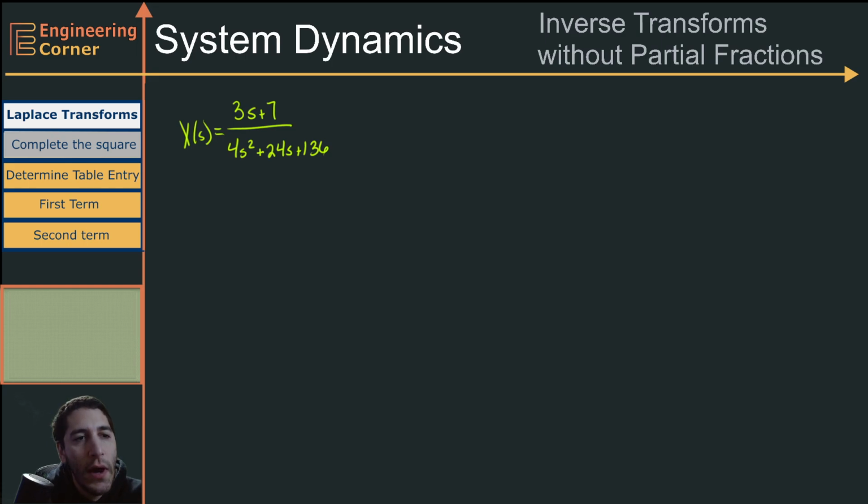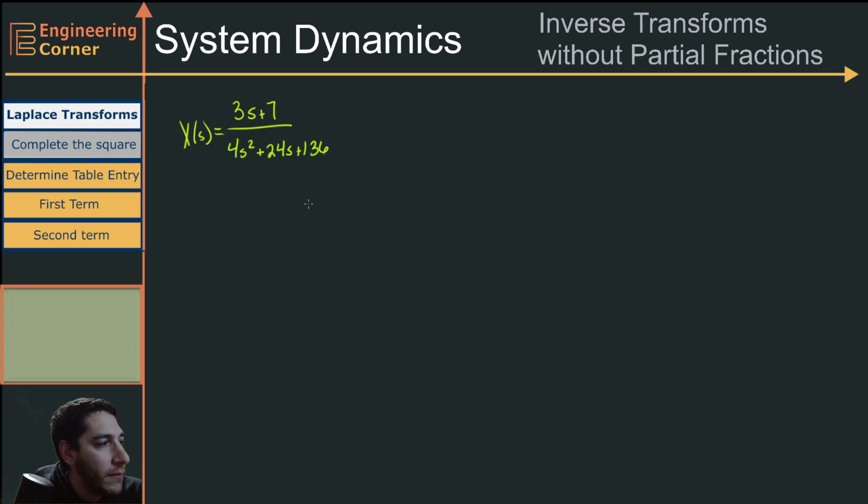In this video, I want to go over another example of how to take an inverse Laplace transform without using partial fraction expansion. So all I'm going to be doing is looking at my Laplace transform table. I'm going to be manipulating the expression that you see here, the 3s plus 7 divided by 4s squared plus 24s plus 136, to fit my tables, and algebraically manipulating this, and then taking my inverse Laplace transform.